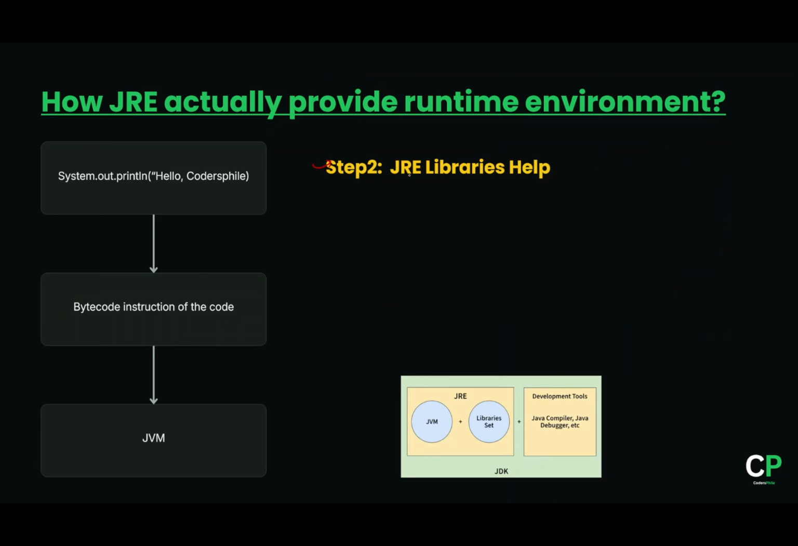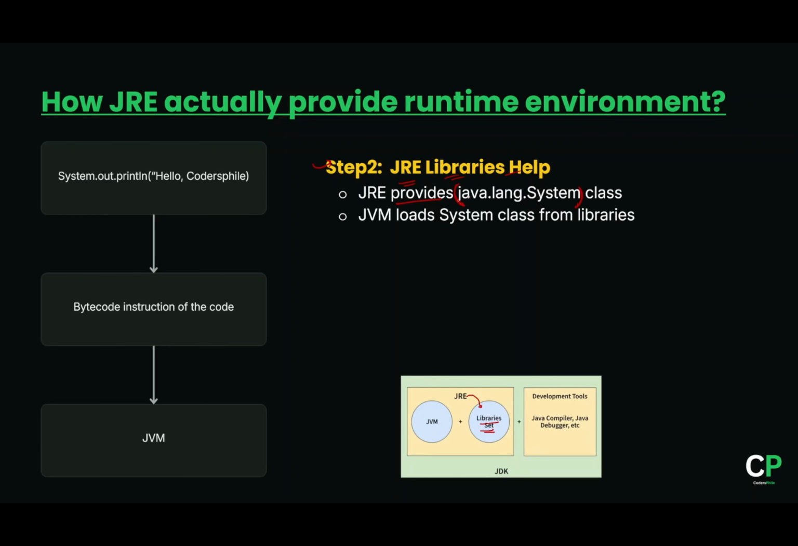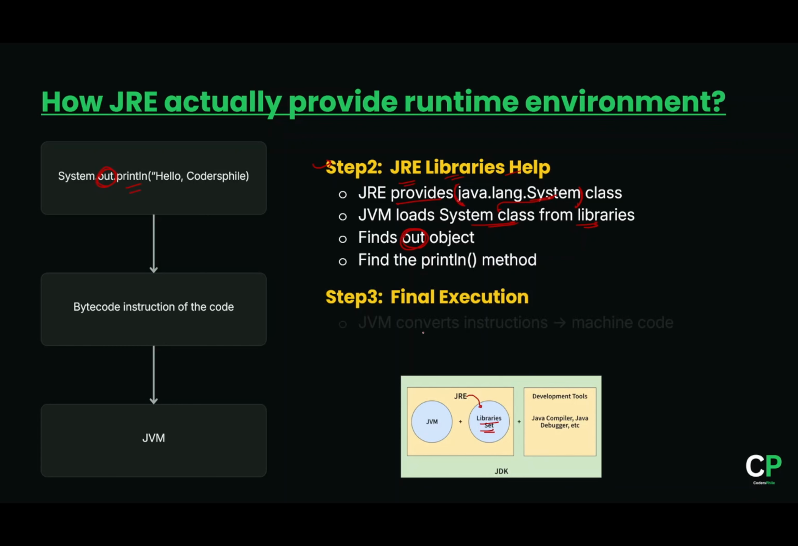So here comes the part of the JRE. Here the JRE libraries help. The JRE contains the standard library set. The JRE provides the java.lang.System class, and the JVM loads this System class from the libraries, finds the out object as System.out, finds the println method, and in final execution the JVM converts the instruction to machine code, and the output gets printed on the console.